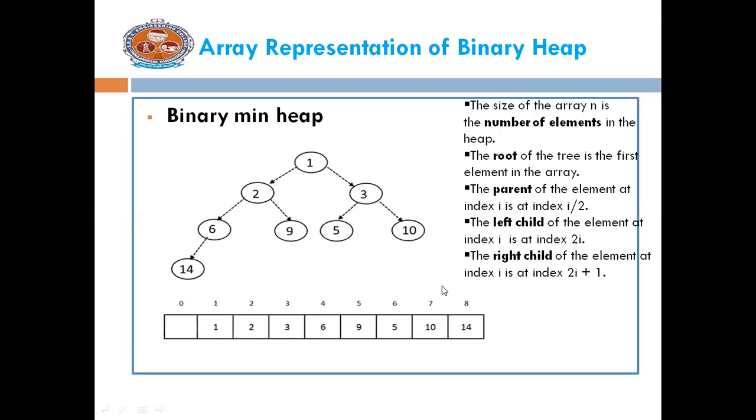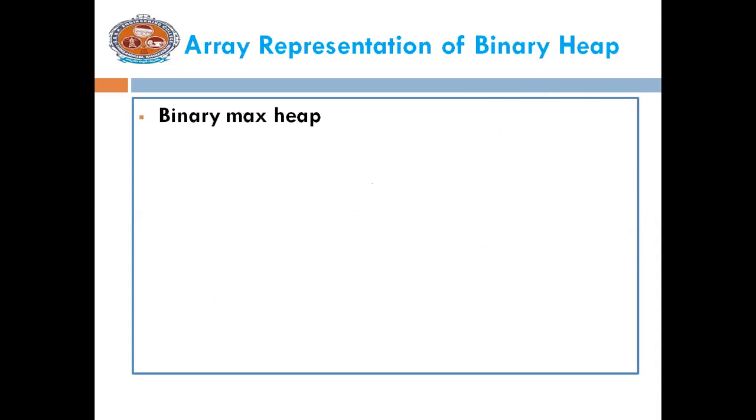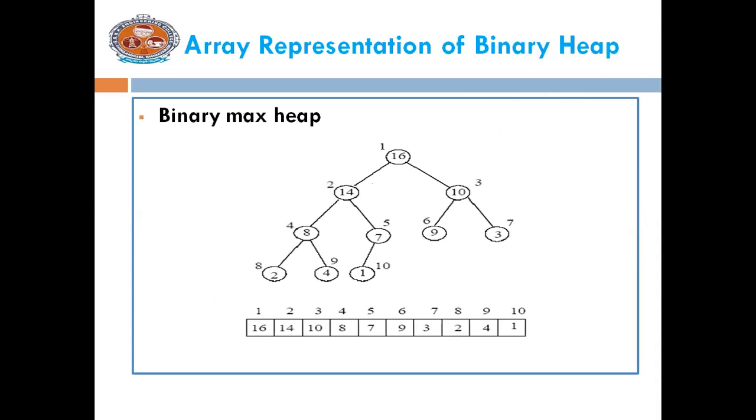So the size of the array is the number of elements in the heap, and the root of the tree is the first element in the array, and the parent of the element at index i is at index i/2, and the left child of the element at index i is at index 2*i, and the right child is at 2*i+1. The same is true in the case of binary max heap. Only one exception: for any node, the value in that node is the maximum of all nodes in its subtrees. So see here, 16 is maximum, then 14, 10 and 8, 7, 14. The array representation is the same as in the case of binary min heap.